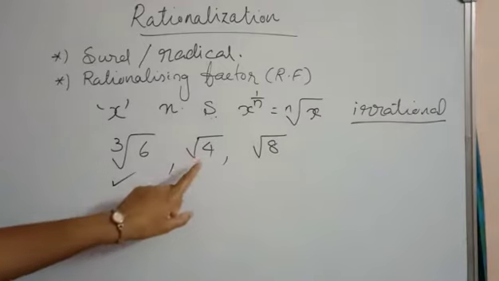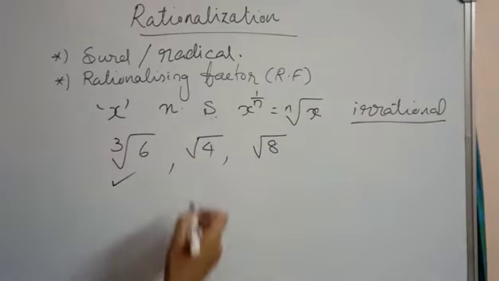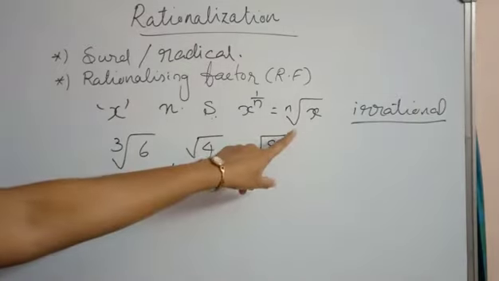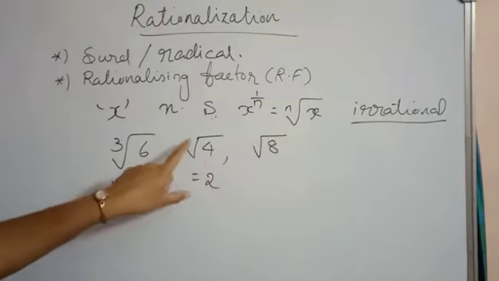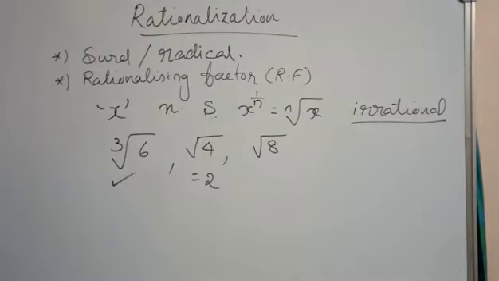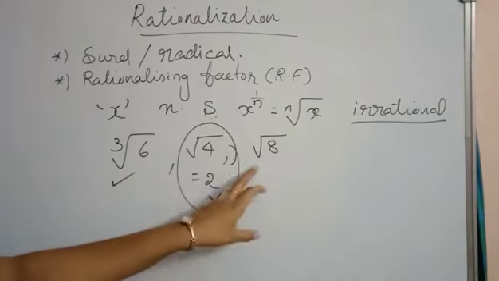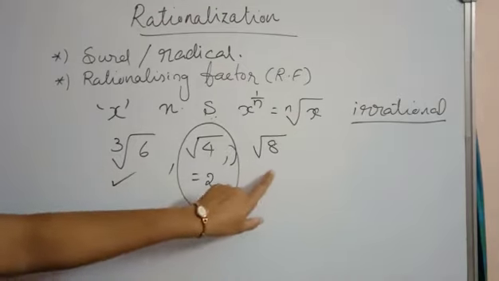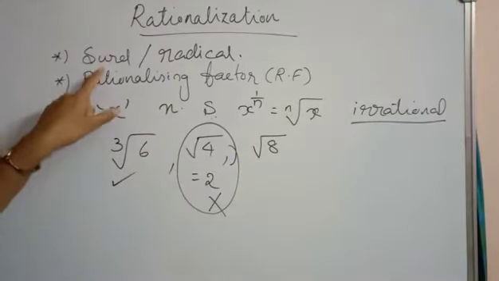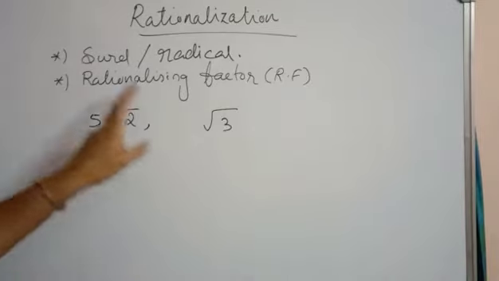Now when you consider square root of 4, we know that the answer is 2. So the condition is not satisfied because square root of 4 is not an irrational number. It is a rational number. Therefore, this is not an example of a surd. And the square root of 8 is also irrational. Therefore, this also is an example of a surd. Consider these two numbers. These are examples of surds.